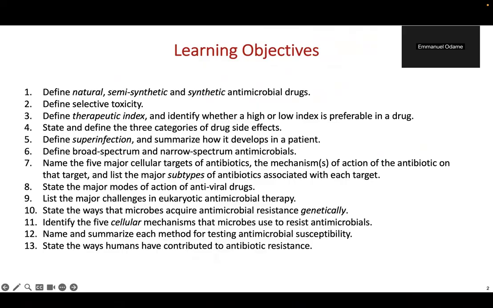We'll first define natural and semi-synthetic and synthetic antibiotic drugs.